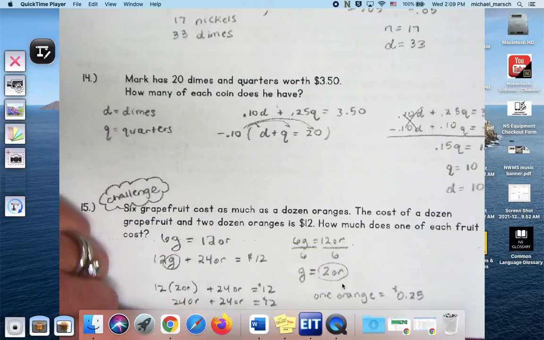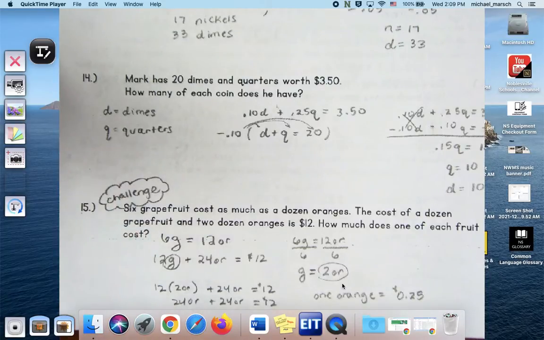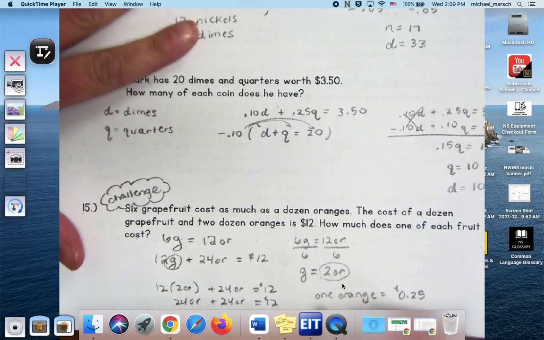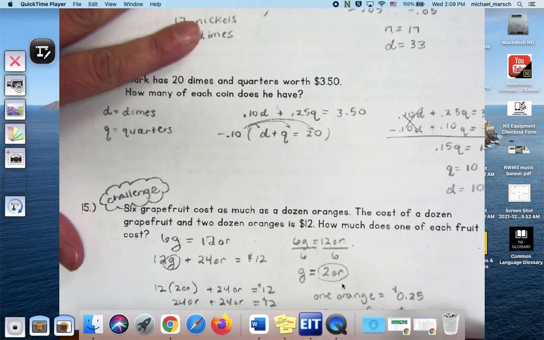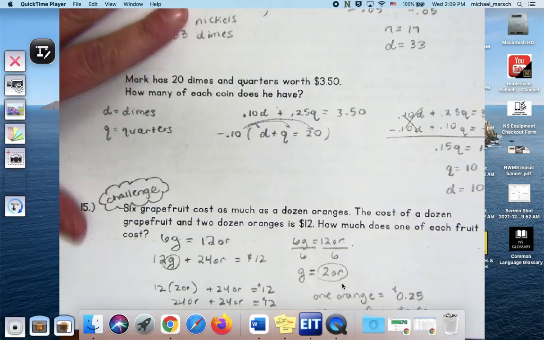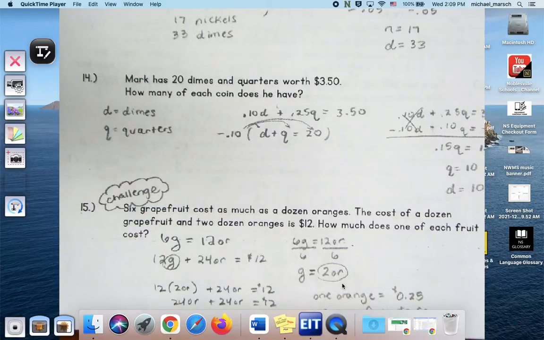Because it's going to be 1/4, right? Divide by 48, you get 1/4. What's a fourth of a dollar? Oh, I did 48 divided by 12. You're supposed to do 12 divided by 48. Yep. And so then how much is a grapefruit? Grapefruit equals 50 cents. Teamwork, guys. Nice job.